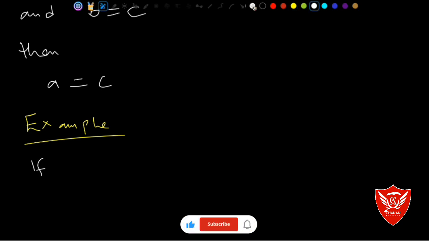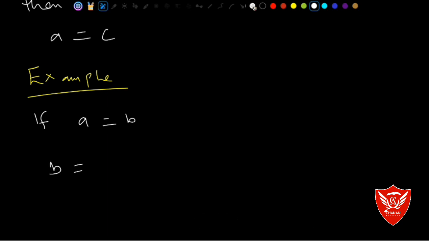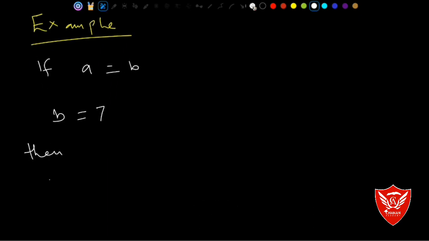If A is equal to B and B has a value of 7, then A is equal to 7. That is what the transitive property is talking about. Okay, so let's look at the next property.